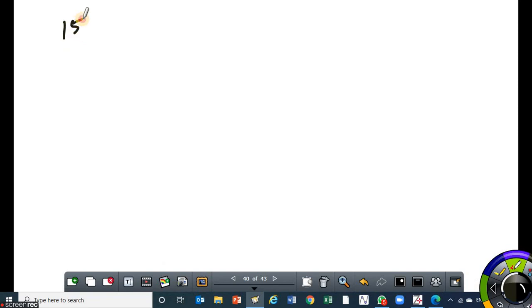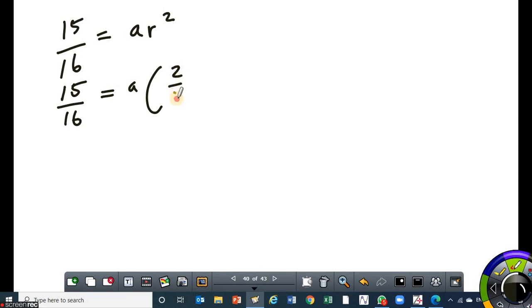So it will be 15 over 16 is equal to a times r squared. But I know that my r is 2 over 3. So that will be 15 over 16 is equal to a times 2 over 3 squared. Now, your knowledge of exponents is very important. If you have challenges with exponents, you are going to find geometric series very challenging. So this will be 15 over 16 is equal to 4a over 9.